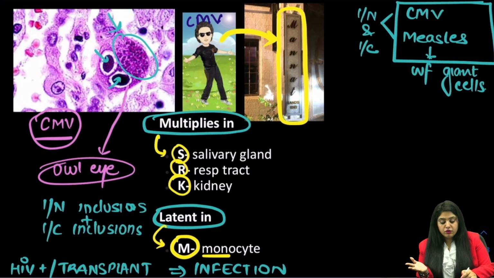So definitely this is going to be an owl-eye history. They will say either there's a kidney infection or CMV esophagitis, or any other CMV infection that will be there, but the owl-eye will always follow you. I hope everyone's okay with it.